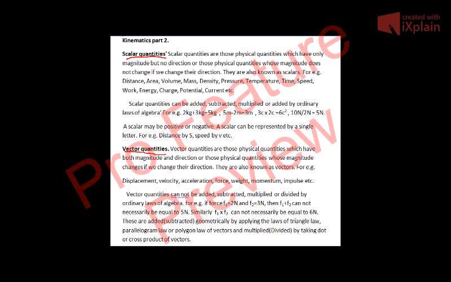Scalar quantities are those physical quantities which have only magnitude but no direction, or those physical quantities whose magnitude does not change if we change their direction. They are also known as scalars. For example, distance, area, volume, mass, density, pressure, temperature, time, speed, work, energy, charge, potential, current, etc. One thing you must remember about scalar quantities is that their magnitude does not change if we change their direction.